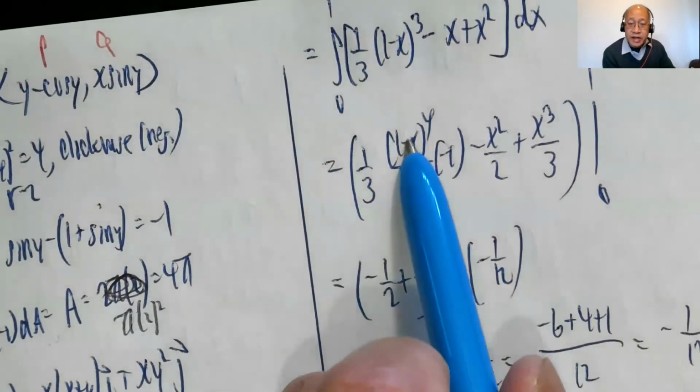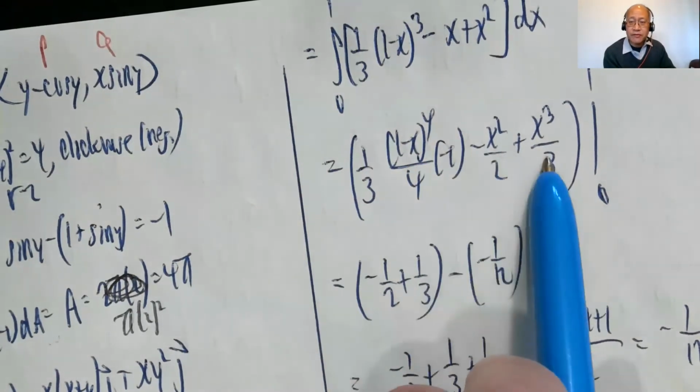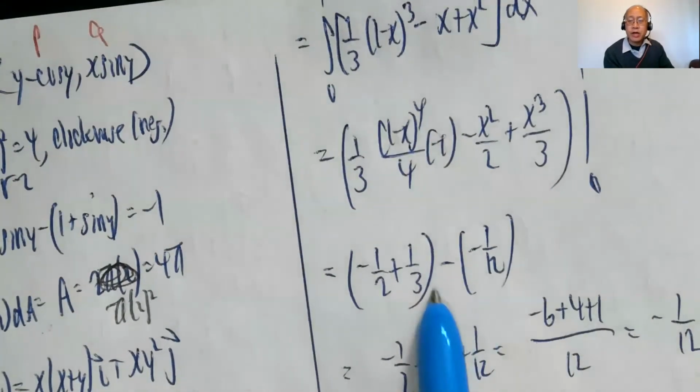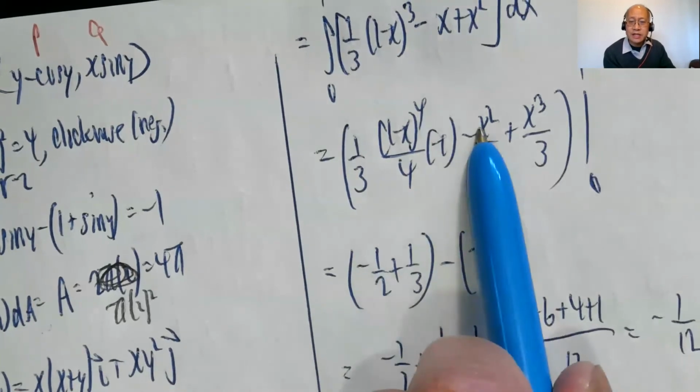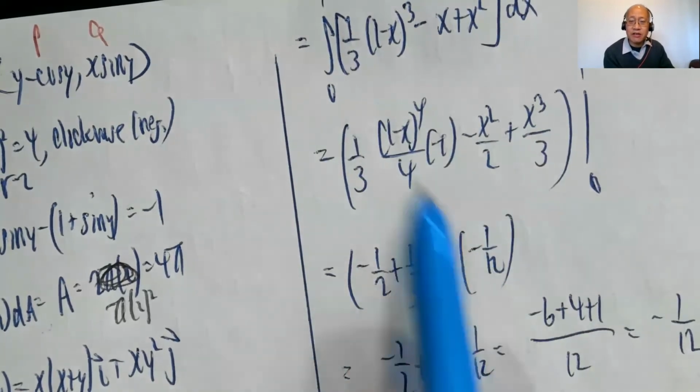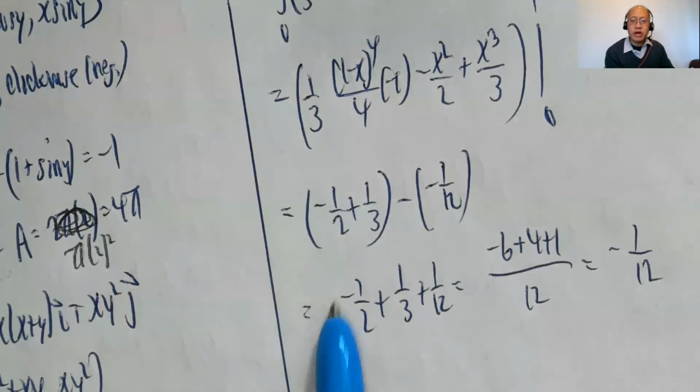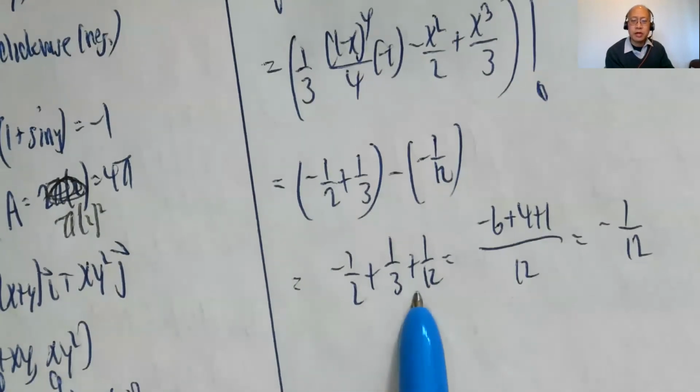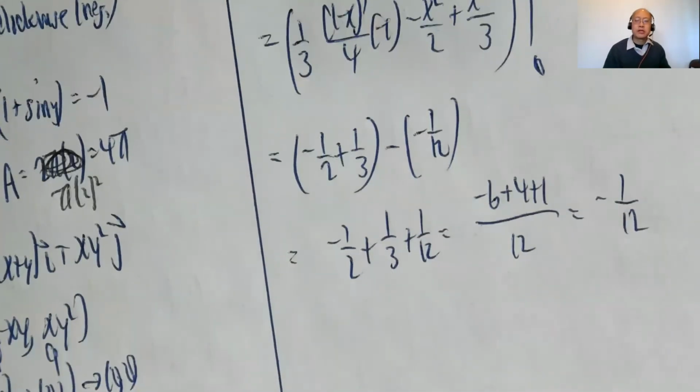Now, if I plug in 1, that's 0. That's negative a half, and that's 1 third, minus plug in 0, that's 0, that's 0, that's going to be a negative 1 twelfth. So I have negative 1 half plus 1 third plus 1 twelfth. Common denominator is 12. Final answer is negative 1 twelfth. All right, so that is section 16.4.